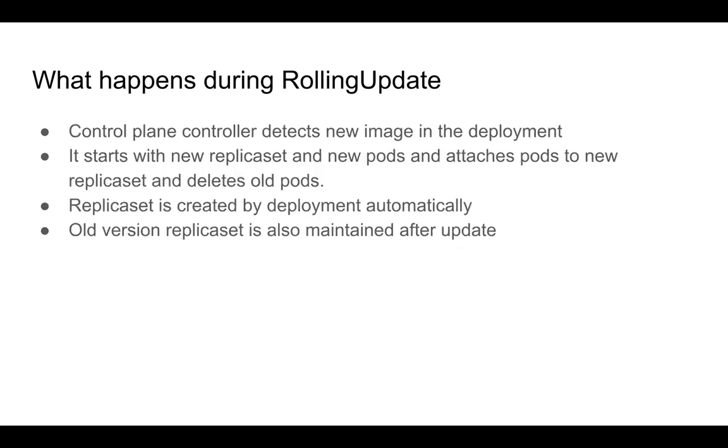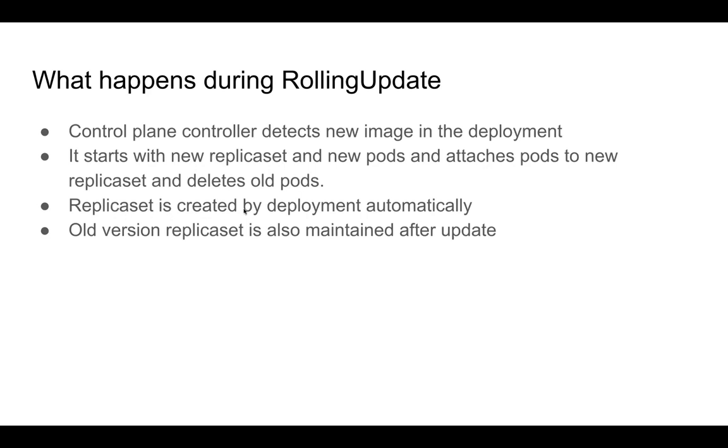So how does this rolling update get triggered? Once we tell the deployment that there is a new image, the control plane controller detects that new image in the deployment. So what is the control plane? You would have seen that in the Kubernetes architecture session. If not, I recommend you go and check that video out. So the control plane controller detects the new image, then it starts the new replica set and new pods, as you have seen in the cycle, attaches the pods to the new replica set and deletes the old pods from the old replica set.